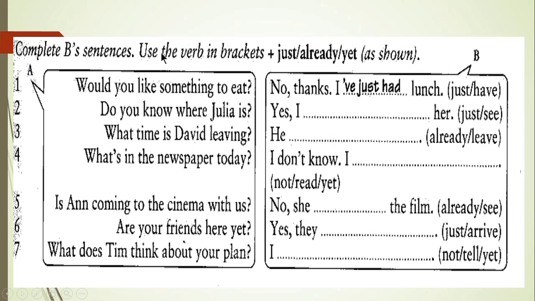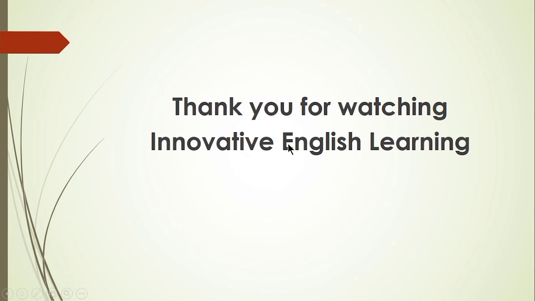Complete the B sentences. Use the verb in brackets plus just, already, or yet as shown. Would you like something to eat? No thanks, I have just had lunch. So just and have. Do you know where Julia is? Yes, I have just seen her. In the same manner, complete the rest of the sentences.